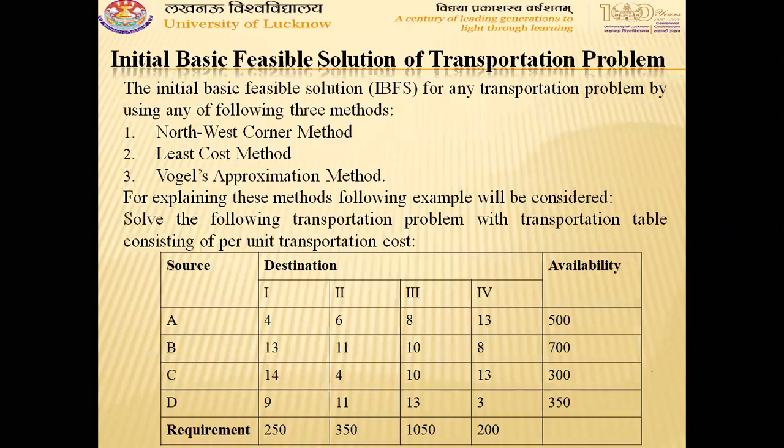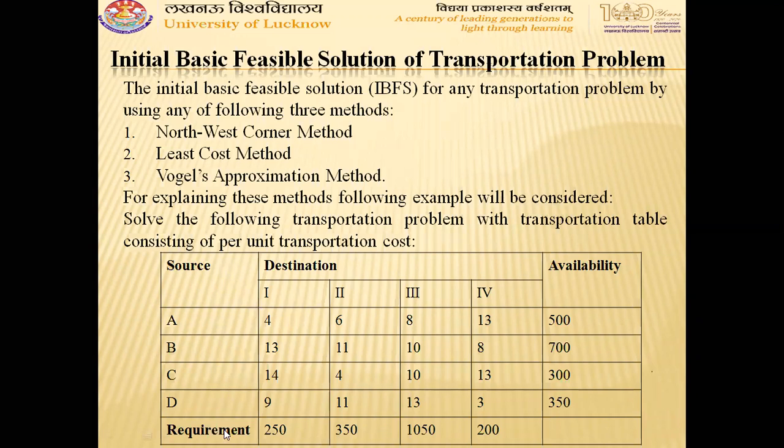So for obtaining the initial basic feasible solution, we can use three methods, which, as I have already told, are the northwest corner method or NWC method, the least cost method, and the third one is Vogel's approximation method. For explaining these methods, I am considering the following example: solve the following transportation problem, in which the table consists of per unit transportation cost.